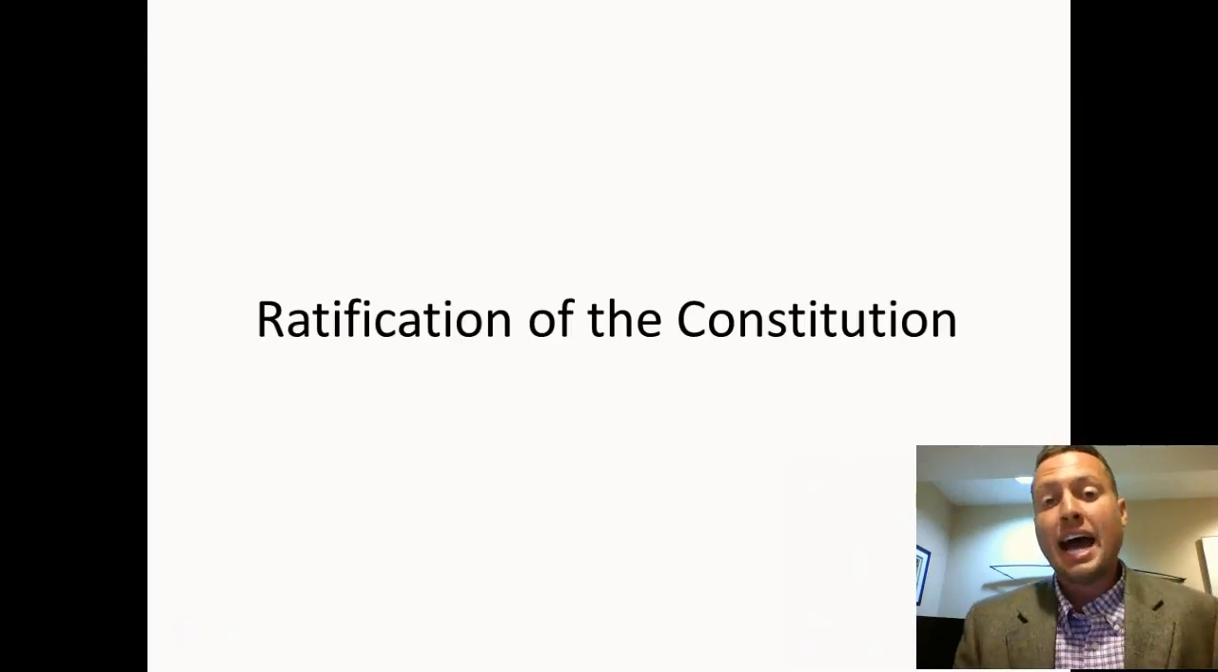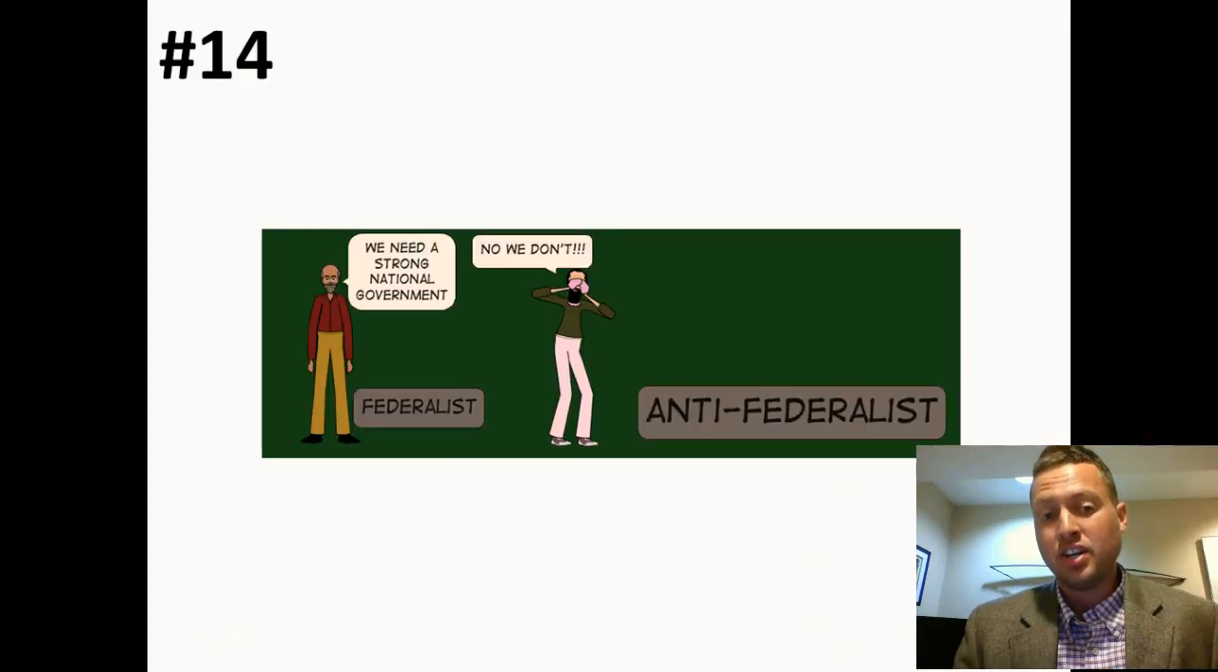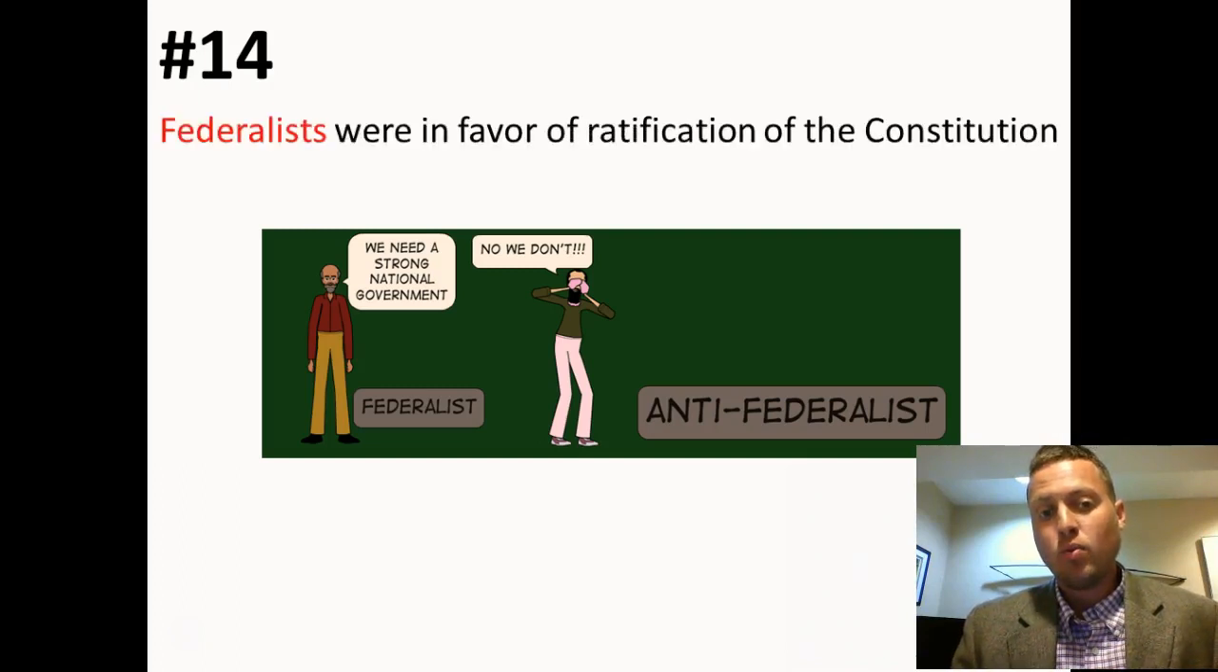You've got to ratify the Constitution. You have to have enough states that will vote on the Constitution to make it legitimate. So you get groups that are forming. Now, one group were the Federalists. The Federalists were in favor of ratification of the Constitution. They were excited about what the Constitution would bring to them in terms of power.